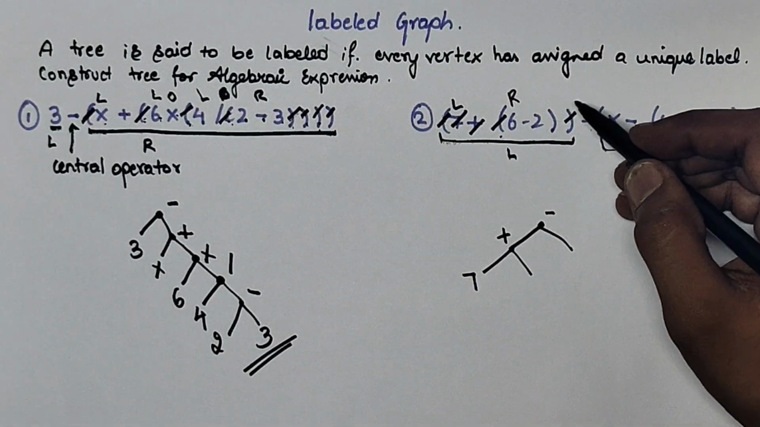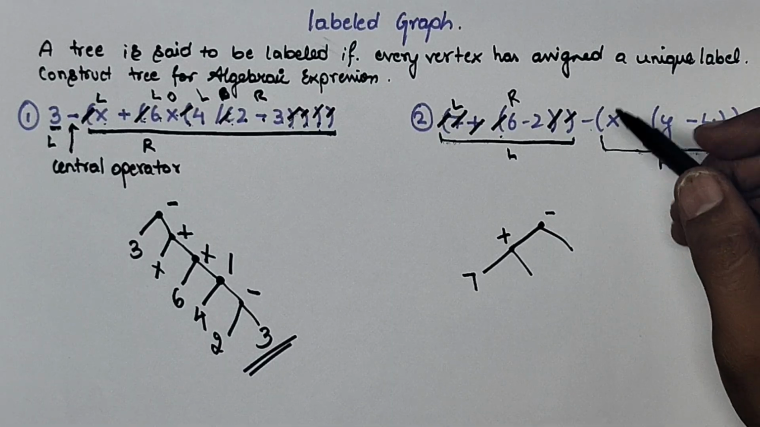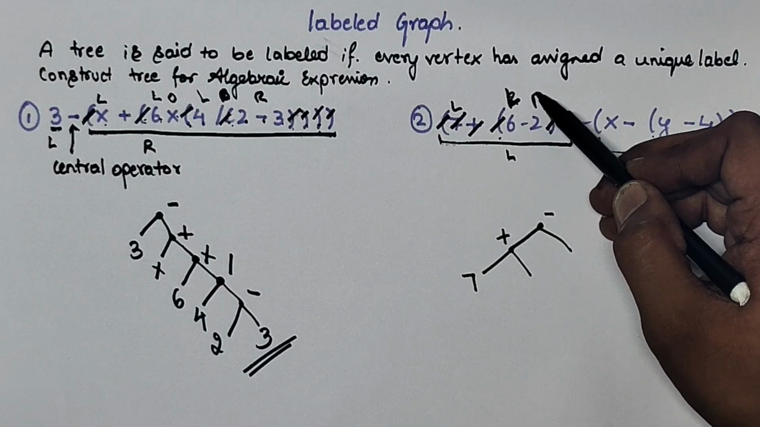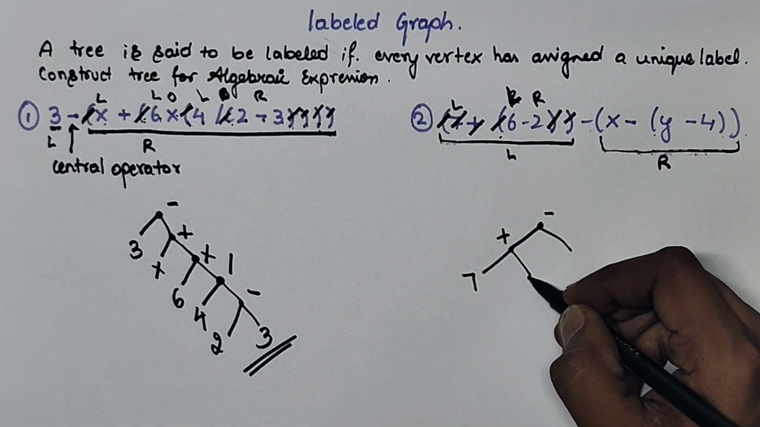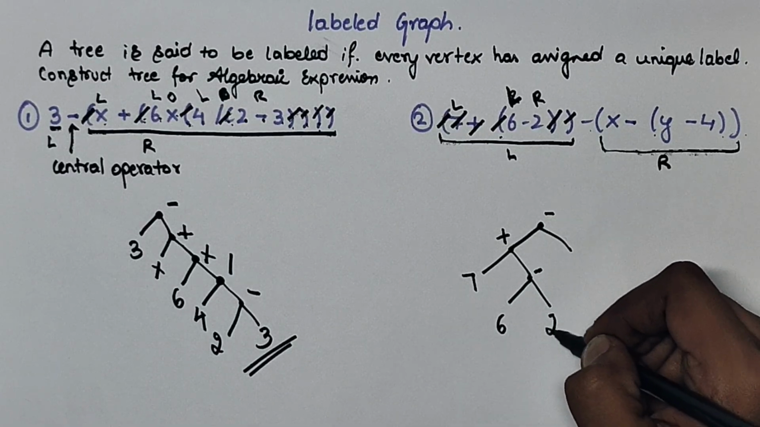So if I remove the left open bracket, now I will be removing the closed bracket also. So 6 minus 2. 6 will be the left operand, 2 will be the right operand, minus is the central operator. So you can write like this. Central operator is minus, 6 will be the left, 2 will be the right.